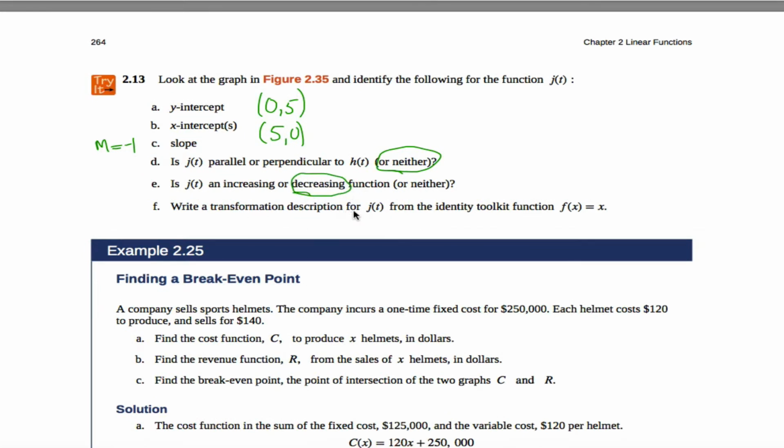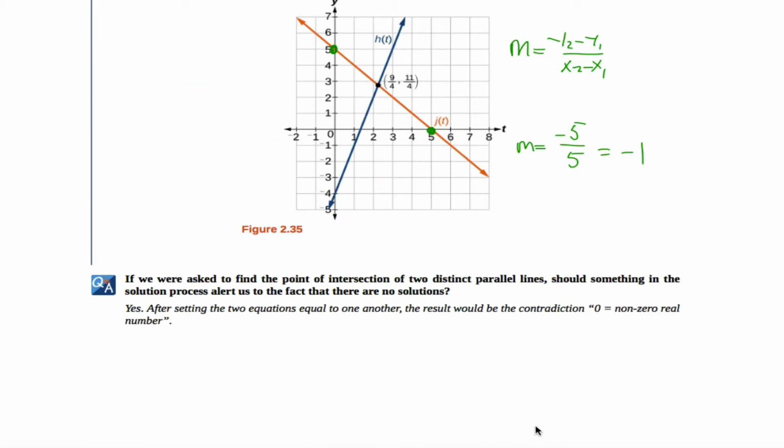Write a transformation description for j of t from the identity. Okay, so if you started out with the graph f of x equals x, this diagonal line, poorly drawn diagonal line right here. It goes through that point, this point. I think I got that right. If you start out with this line right here, how could you get to the thing in green?